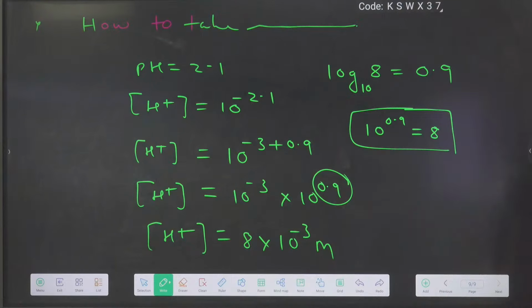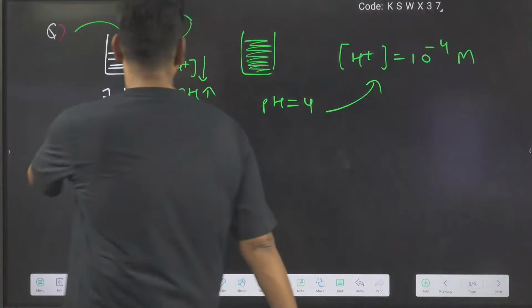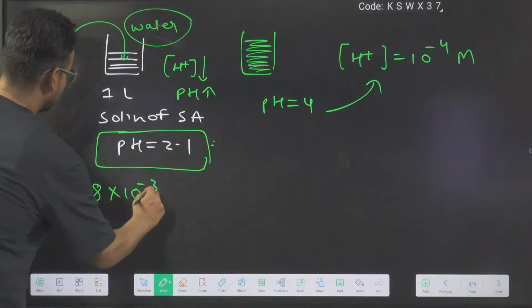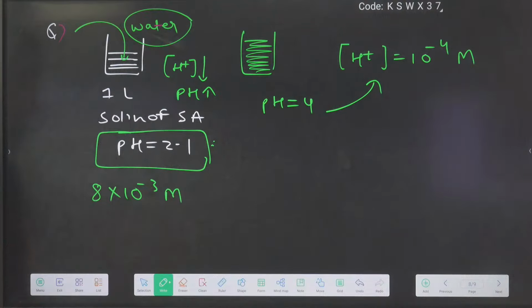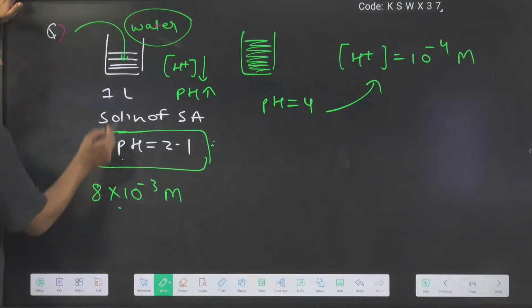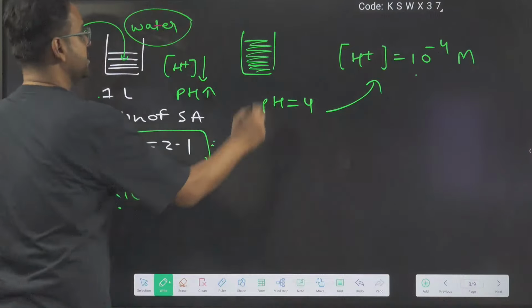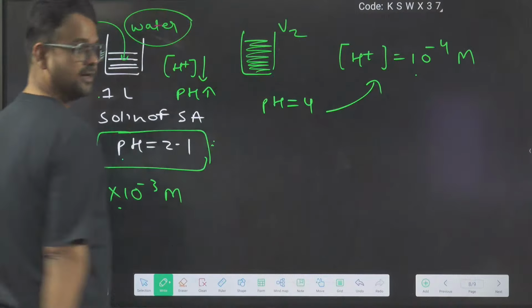So this is how you take the anti-log, everybody. Now this pH equal to 2.1 can be written as 8 into 10 to the power minus 3 molar. So beta, this is the initial concentration. This is the initial volume. This is the final concentration. Final volume is, let us say, V2.